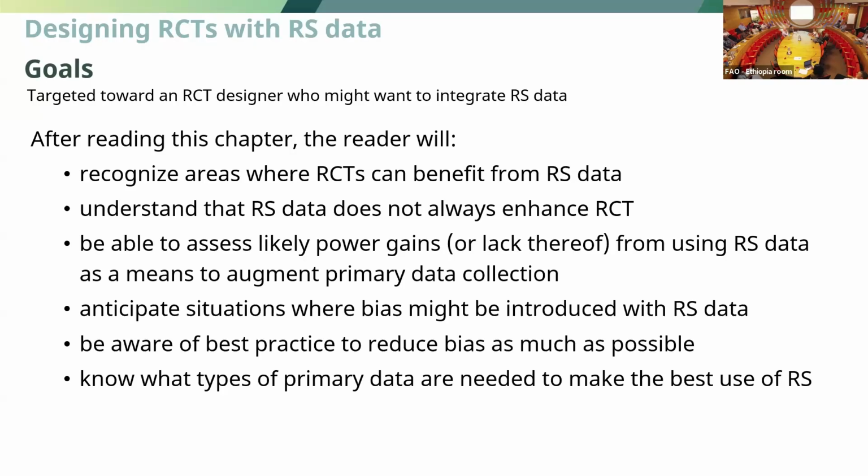That's the reason you would use a randomized control trial. So we want to reduce that bias as much as possible, and know what types of primary data are needed to make the best use of remote sensing data. From my point of view, the biggest thing I'd hope somebody takes away from this chapter is the need for primary data, and structuring that primary data to be most useful, to be able to garner the insights from remote sensing data.